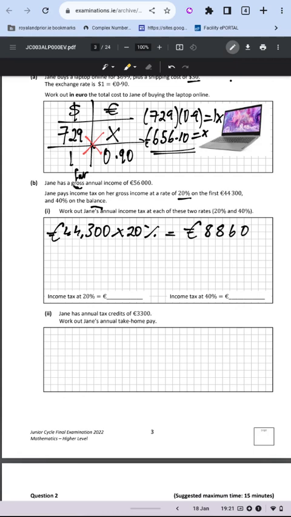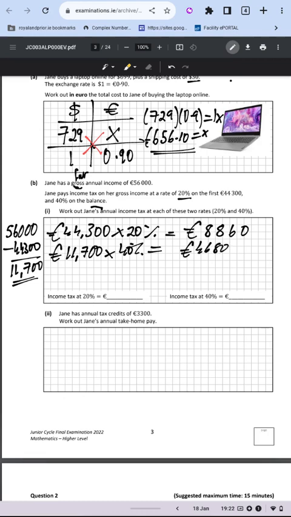It says the balance. So to work out the balance, you subtract 56,000 minus 44,300, and you get 11,700. So that means all her income has been taxed at two different rates. So that protects those on the lower income. Work that out, you get 4680, and then you can add the two together to get the gross tax. The fat tax, 13,540. Now you just see that's not what the question asks. It says the income tax at 20% is your 8860, and at 40% is your 4680.